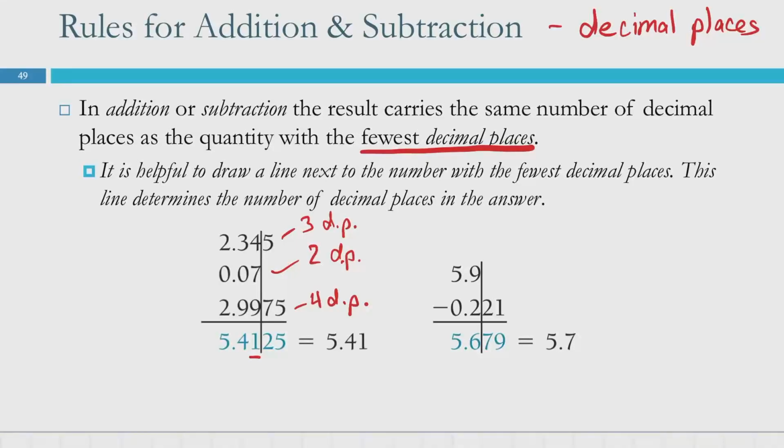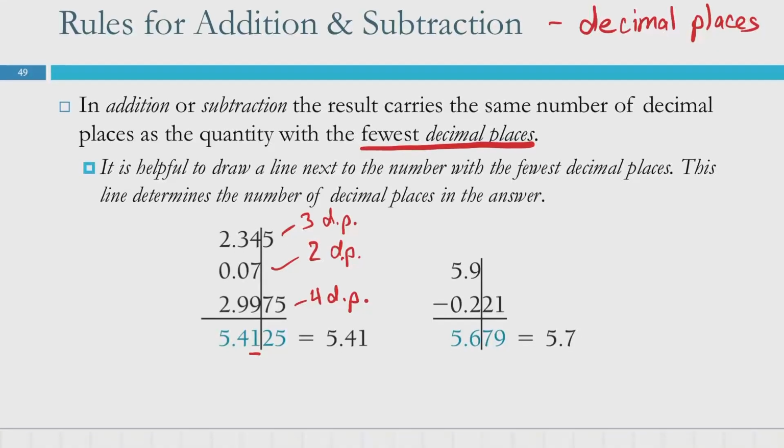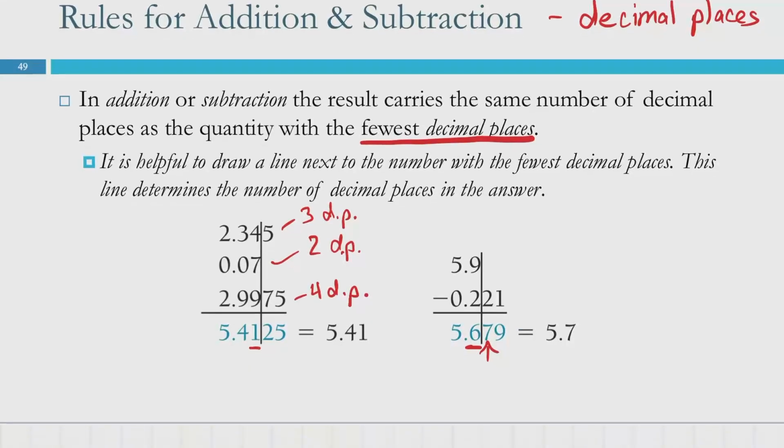You'll get a really different answer if you mix up your rules and you think that it's number of significant figures, because notice that this middle number, 0.07, is one significant figure, but the number that we end up with as our answer is 3 significant figures. So we're honing in on decimal places. We don't care about significant figures when we're doing addition and subtraction. And then for this 5.9, 1 decimal place versus 3 decimal places, we're going to round off at 1 decimal place. And the arrow there shows what we're looking at to round up or down.